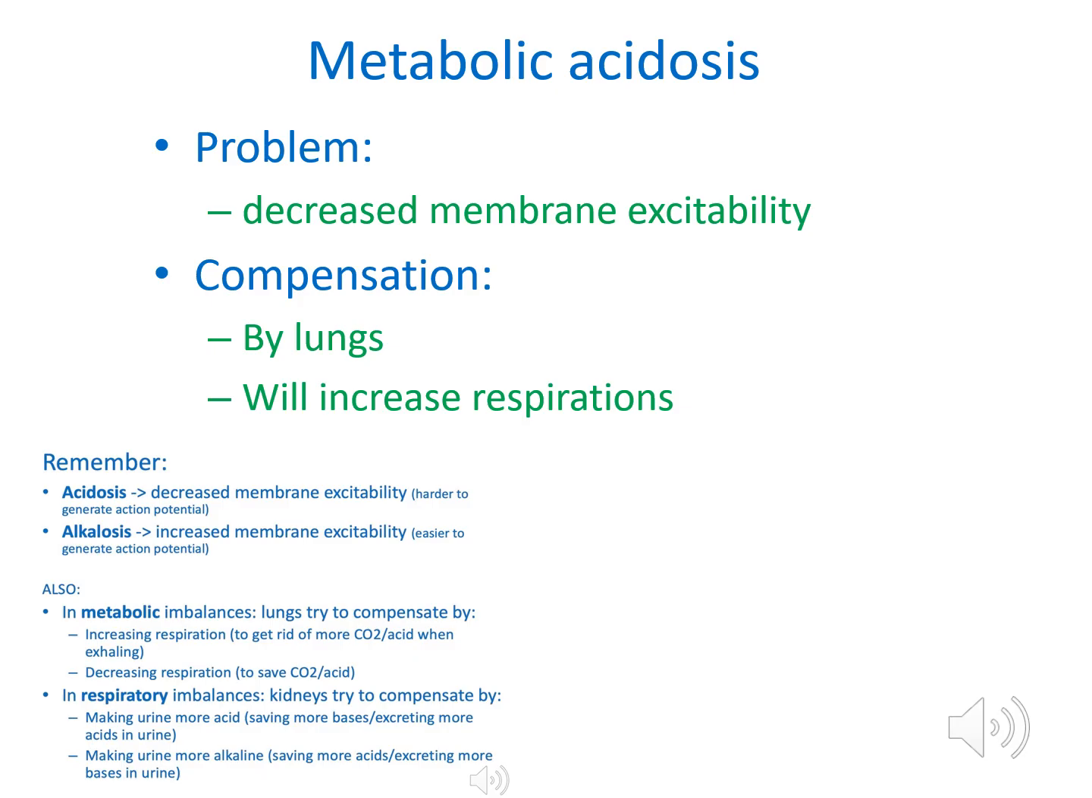Now, since this is a metabolic imbalance, which body system caused this problem? The kidneys, right? So which body system should be trying to correct this problem or compensate for it? Your lungs, okay? And how will your lungs try to fix acidosis? Probably by increasing the rate and the depth of the respiration so we can get rid of more carbonic acid in the form of carbon dioxide.